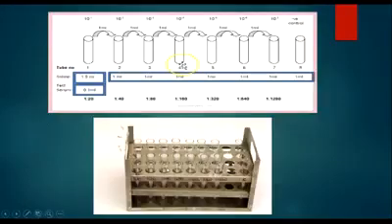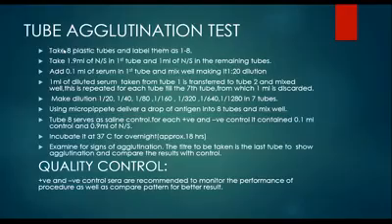After adding the antigen, we incubate this set of tubes at 37 degrees Celsius or at room temperature for about 18 hours, that is, overnight. And then we look for the signs of agglutination. The titer to be taken is the last tube to show agglutination, and we compare the results with the control.